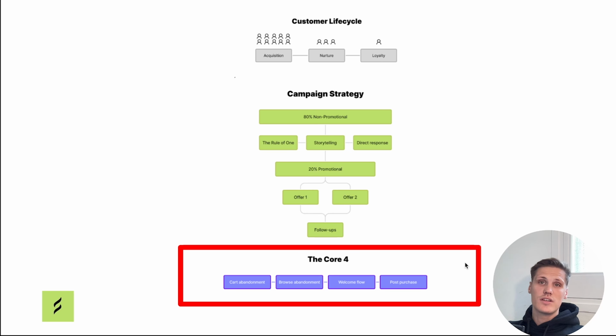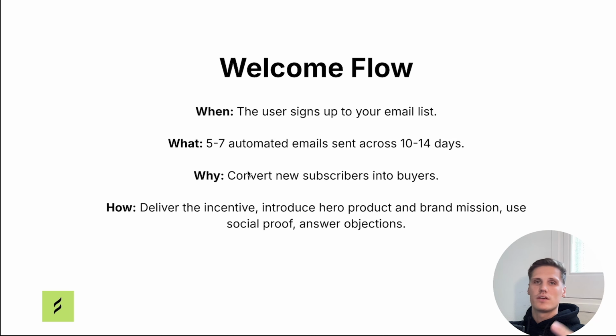So let's talk about the welcome flow. When describing these flows, I like to use the when, what, why, how framework. The welcome flow is usually triggered when the user signs up to your email list. The user can sign up in two ways. Mostly it's via a pop-up form, or when they opt in on the checkout page and they already purchased from you. The important thing to note here is that the welcome flow will only go to a non-buyer, the person who usually signs up via a pop-up form. This usually consists of 5 to 7 automated emails sent across 10 to 14 days. This is usually the window that you have to convert them into a buyer.